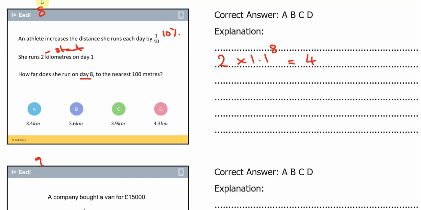So I'm going to do that. That gets me 4.287 and so on kilometers. So let's have a look what this is closest to. To the nearest 100 meters, that's to the nearest 1 decimal place of a kilometer. So that will be 4.3 kilometers. So there we go. So just another application of our formula.